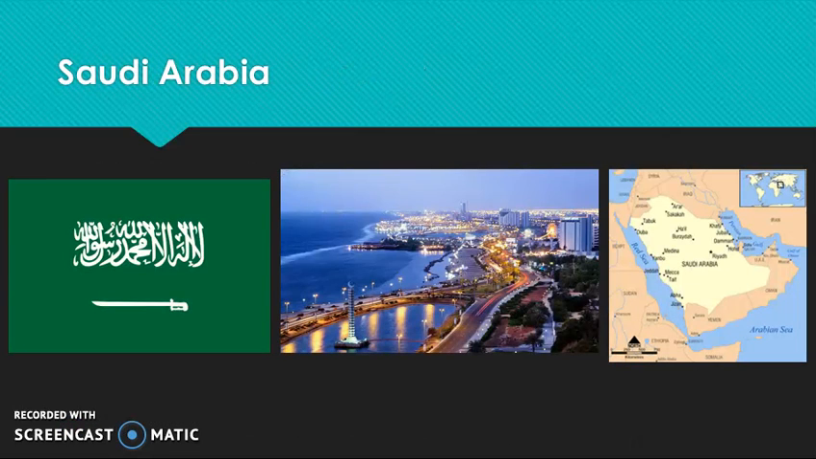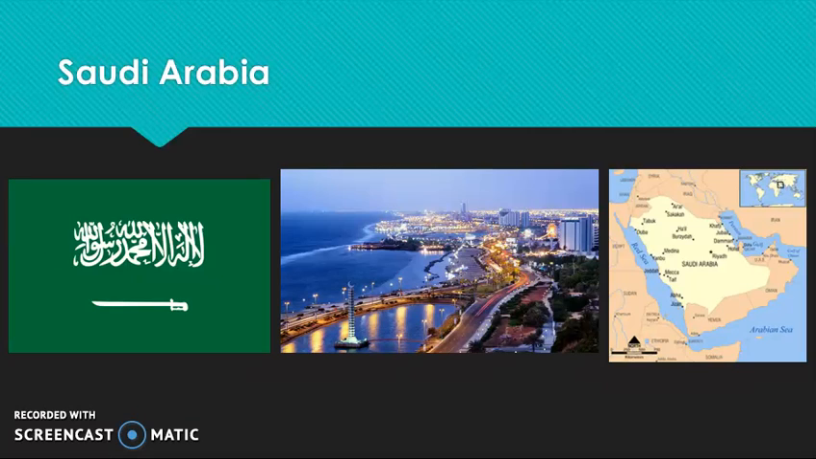So let's begin. A little bit about Saudi Arabia. It is in the Middle East on the Arabian Peninsula. As you'll see here in the presentation, I have the Saudi Arabian flag along with a picture of Jeddah, which is right along the Red Sea, as you can see on the little map picture. That is where Yasser is from. It's a very growing city and very wealthy because of the oil that Saudi Arabia has.